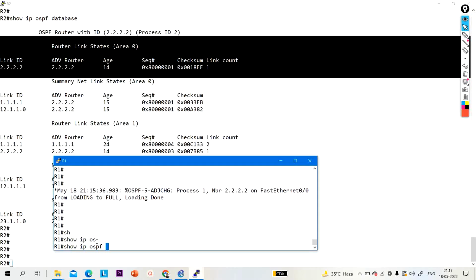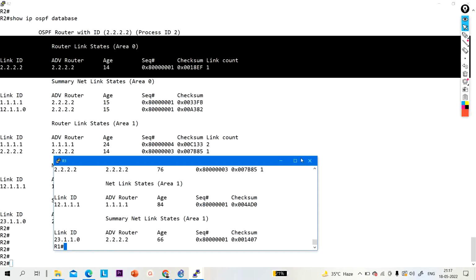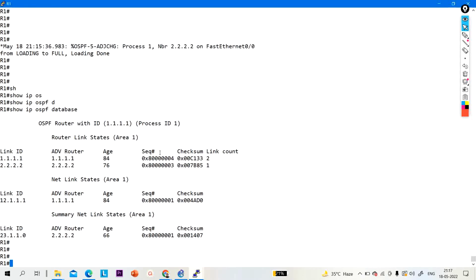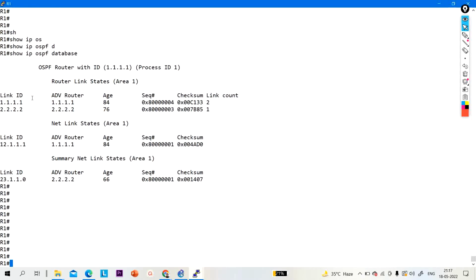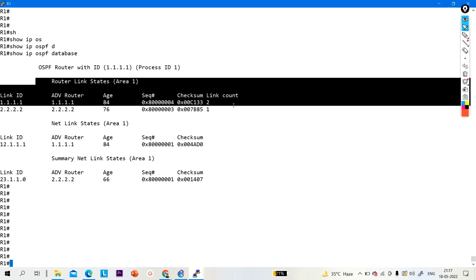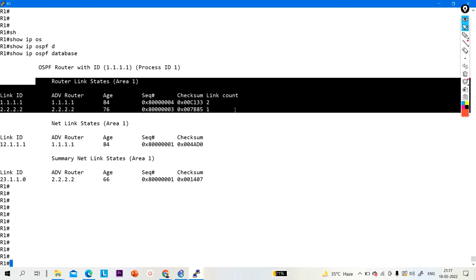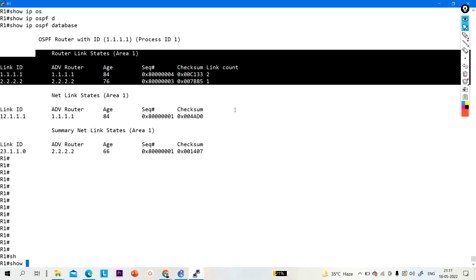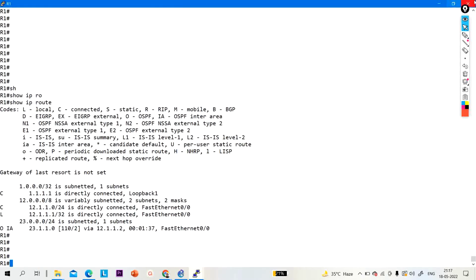Let me show you the database of R1 now. So show ip ospf database. You can see how many LSAs there are. This is the router LSA, LSA 1. Is there any LSA of area 0? No. Right? Only area 1. But see the routing table of this router. So show ip route. There is 2.2.2.2.